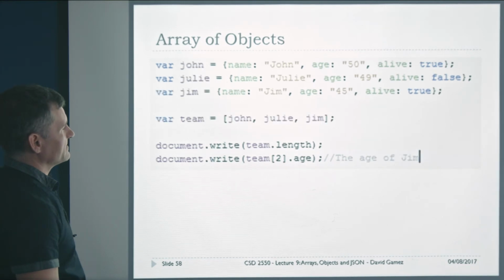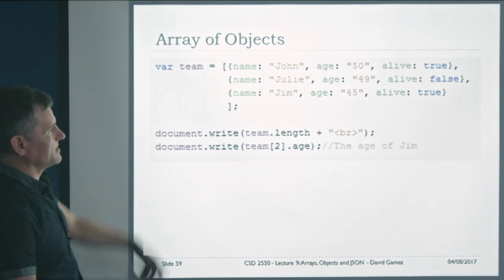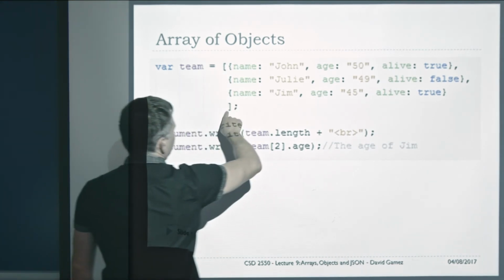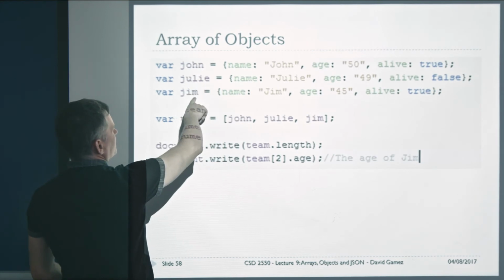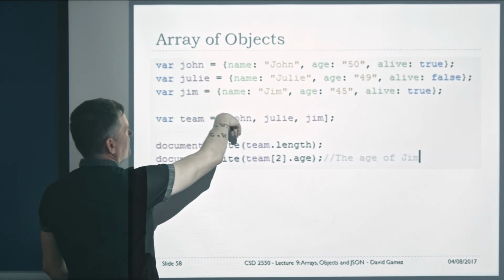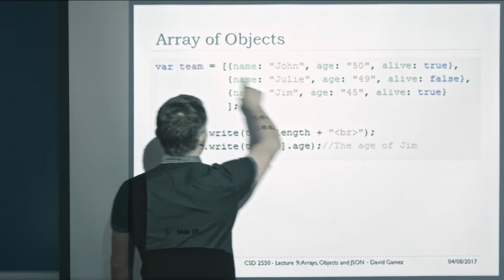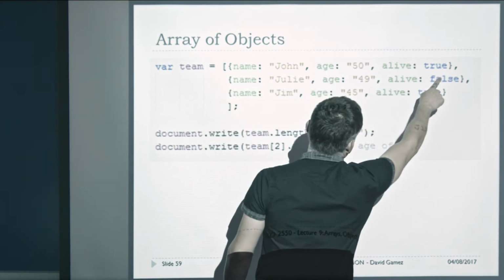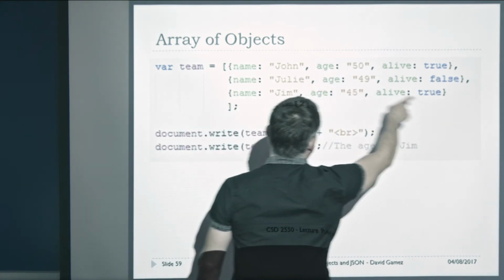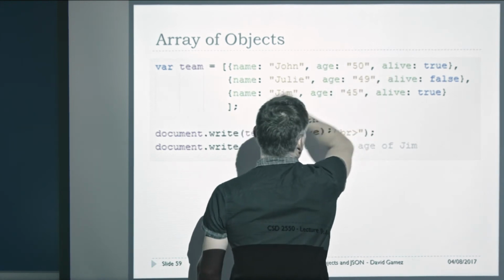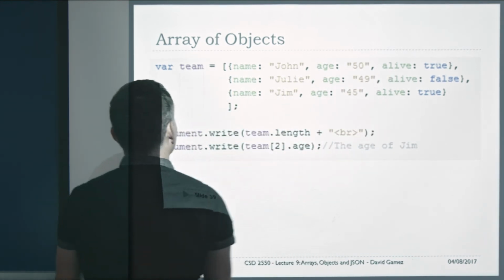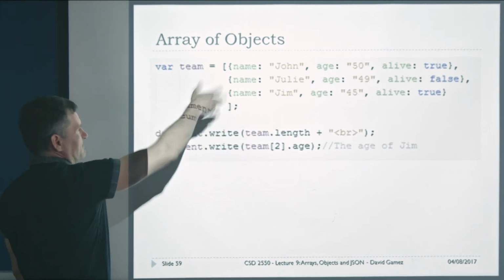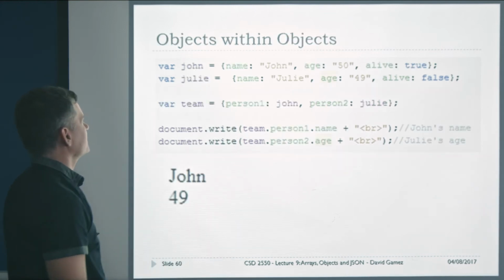We could also have written this completely in a single line of code. So here we have var team. Again, it's the array of objects, but instead of creating John, Julie, and Jim separately as objects and then putting them in an array, we can actually create them all at the same time. So here we have a team, square brackets because it's an array, and then we're putting the objects inside the array as we're creating it. So we're creating the first object here, the second object here, the third object here, followed by the closing of the array. And so it's exactly the same effect, but obviously it's a little bit more complicated to understand when you look at it.